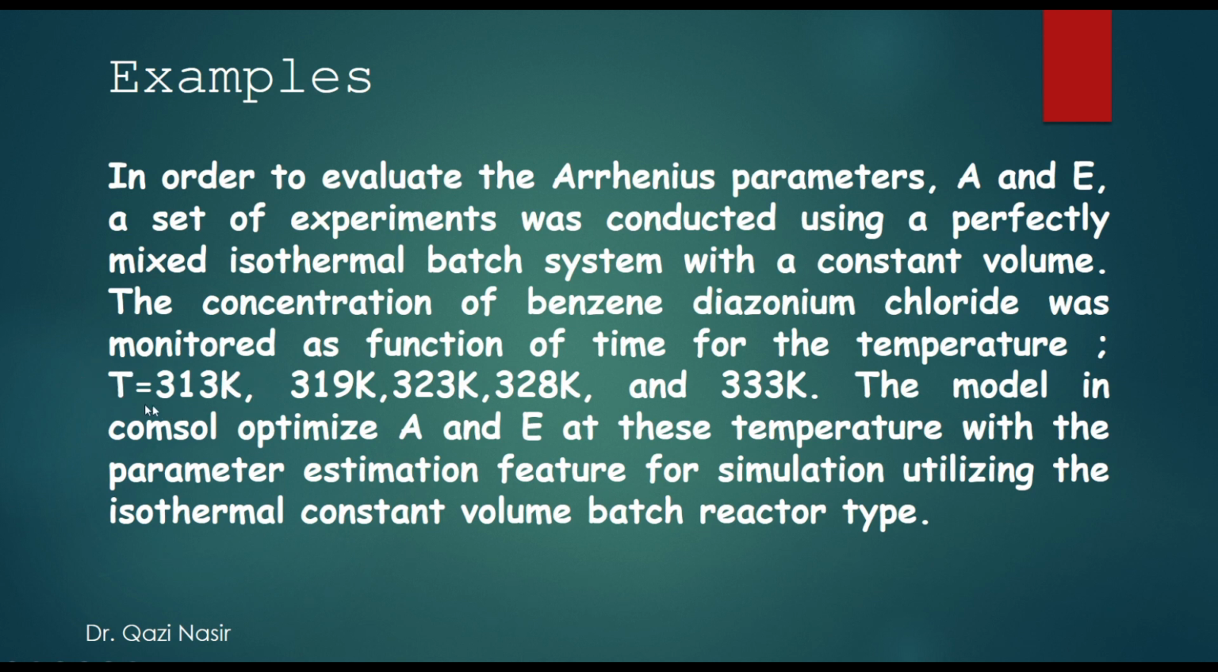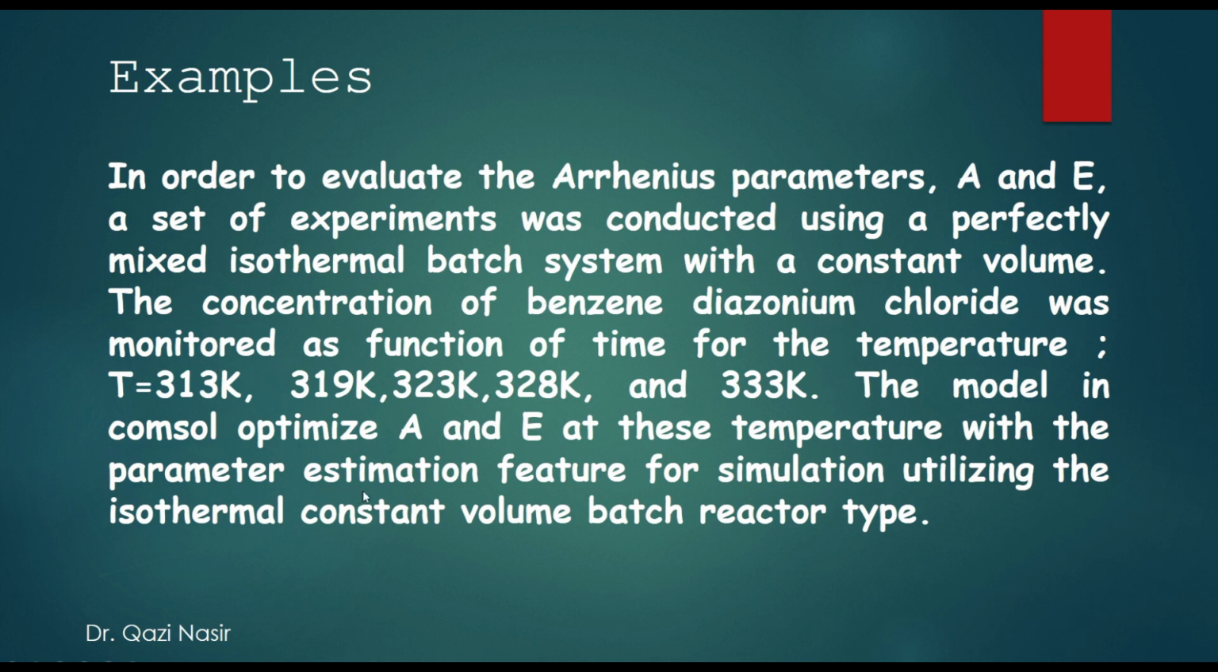Experimental temperatures are used to find out the concentration of benzene diazonium chloride. We can start with 313 Kelvin, 319 Kelvin, 323 Kelvin, 328 Kelvin, and 333 Kelvin. These are the different temperatures. At these temperatures, we need to find out the concentration of benzene diazonium chloride. Change in concentration was monitored.